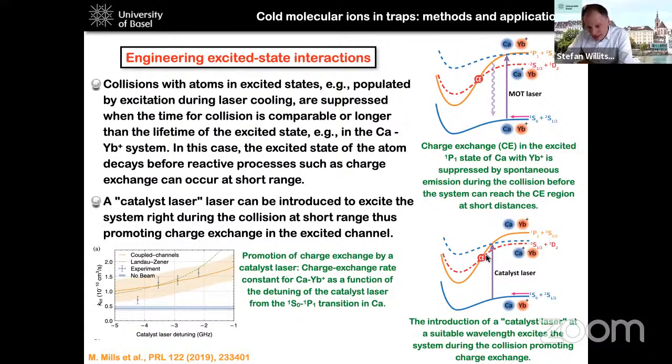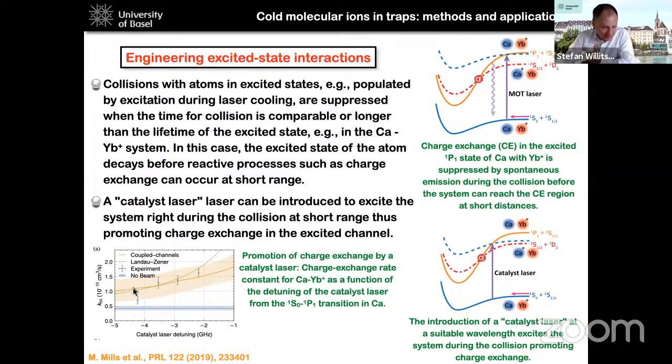And then the two particles can depart again after hopping over to this red dashed curve, to this asymptote here, which is again a charge transfer asymptote. What is shown here is a result. This shows the rate constant measured in the experiment for this charge transfer as a function of the detuning of this catalyst laser. And here one sees the situation without any catalyst laser, so one measures a rather small rate constant.